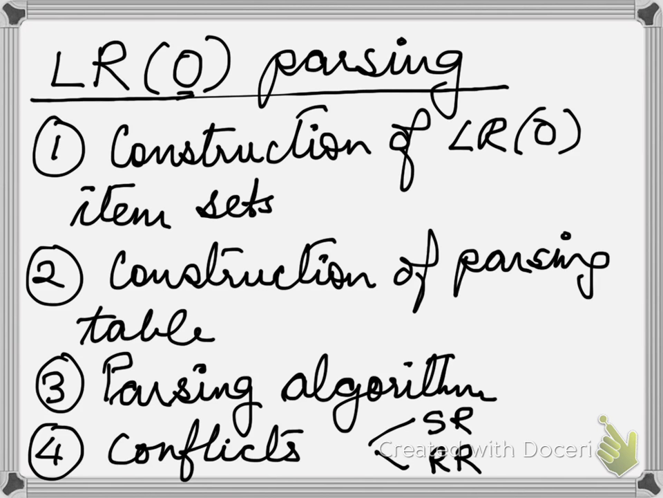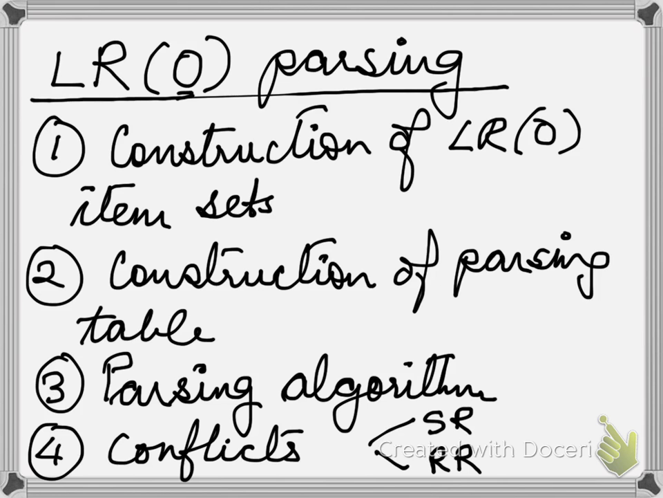So the constraints regarding the decision whether to shift or reduce were very tight. That is why we also found that the set of grammars that LR0 can process is very limited and it is of no practical use. So if we can just look one symbol ahead, if we have just one symbol as a look ahead, then our LR0 parsing can be expanded to include a larger set of grammars.